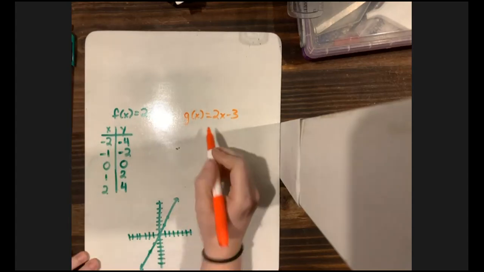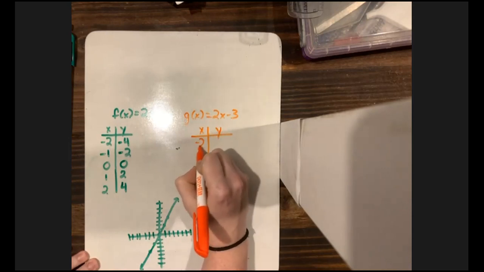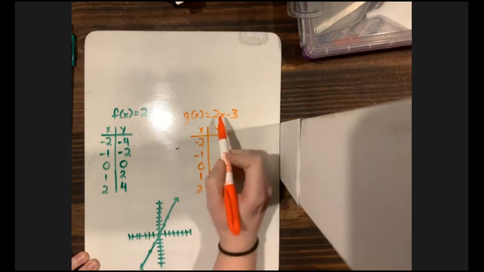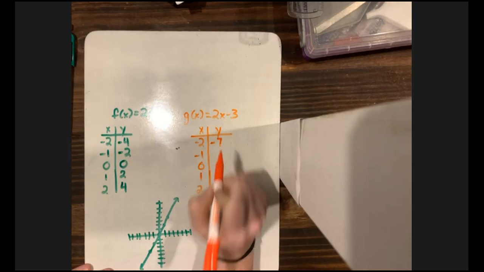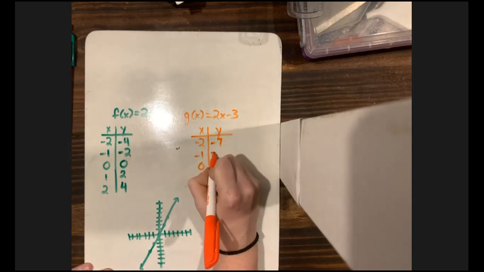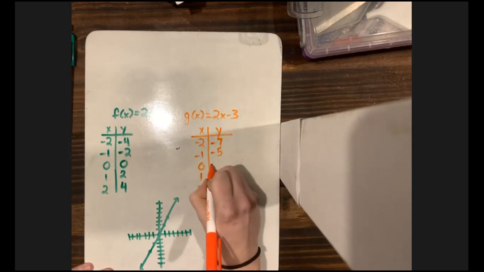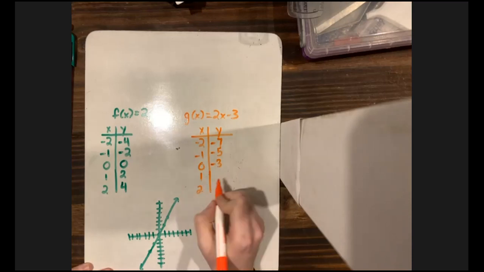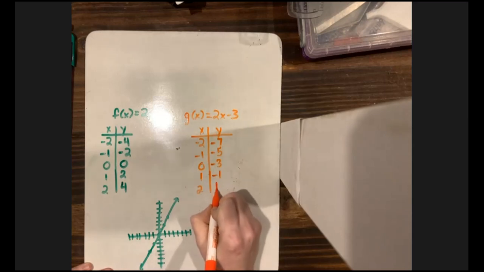Now I'm going to do the same thing over here. X's and y's. Again, they asked us to go from -2 to 2. So I've got 2 times -2 is -4, minus 3 will be -7 for that one. 2 times -1 is -2, minus 3 is -5. 2 times 0 is 0, minus 3 is -3. 2 times 1 is 2, minus 3 is -1. 2 times 2 is 4, minus 3 is 1.